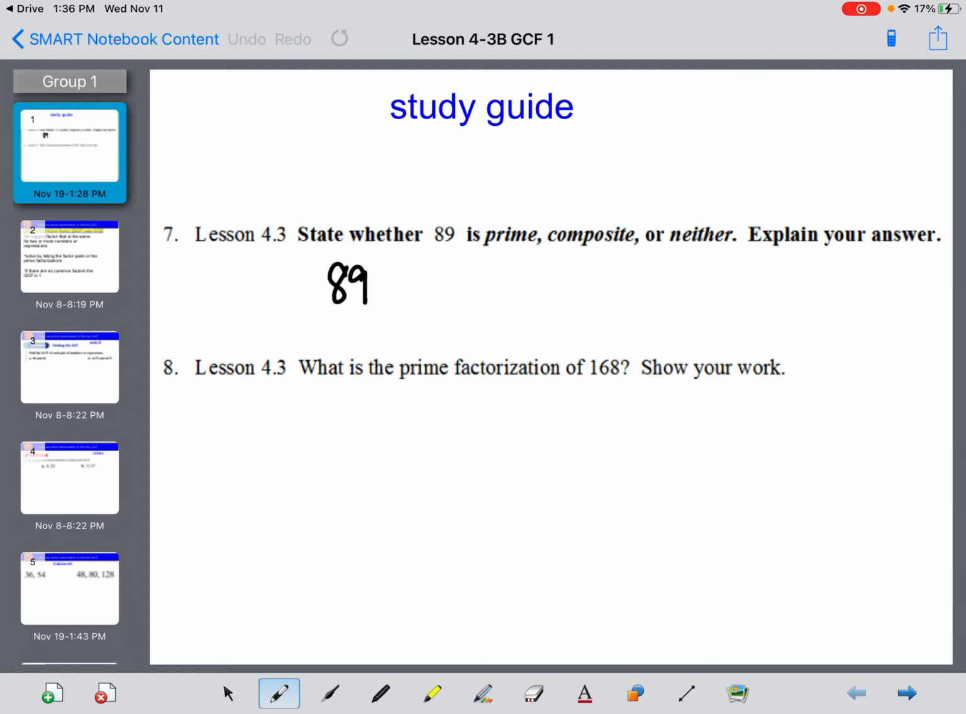Because 89 has only two factors, 89 is prime. The two factors are 1 and the number itself.